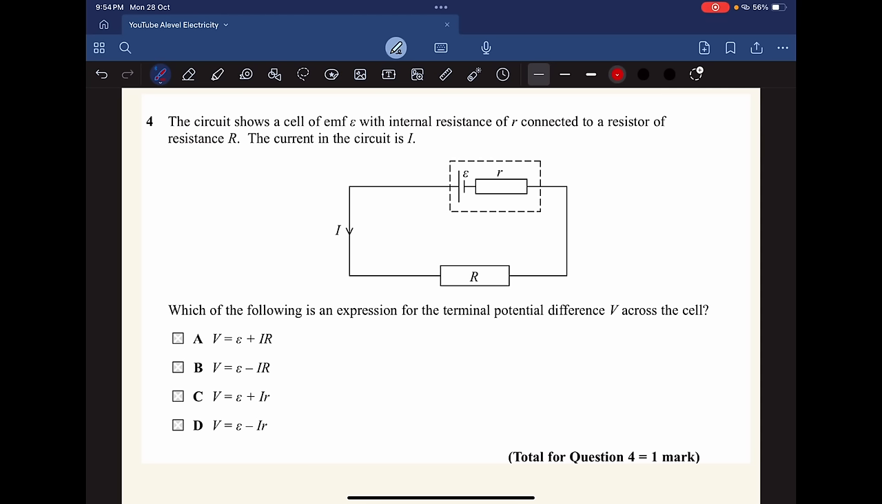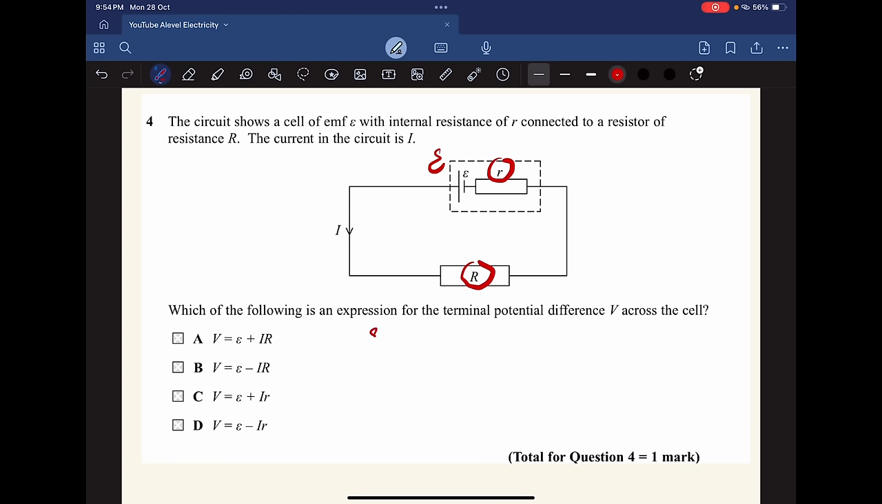Question 4. This circuit has a cell, and this cell has epsilon, which is the electromotive force. And there is an internal resistance here, r, and there is an external resistor, R capital. The examiner is asking for the terminal potential difference across the cell. It means the voltage across the capital R.